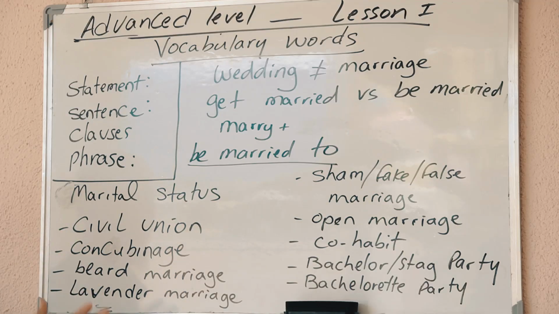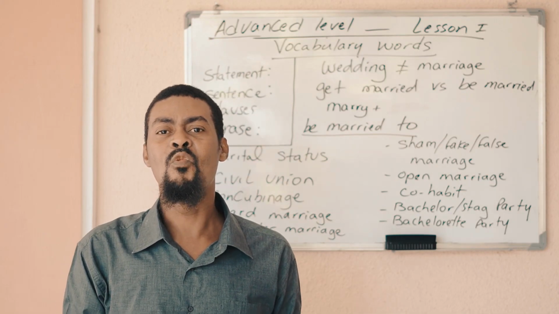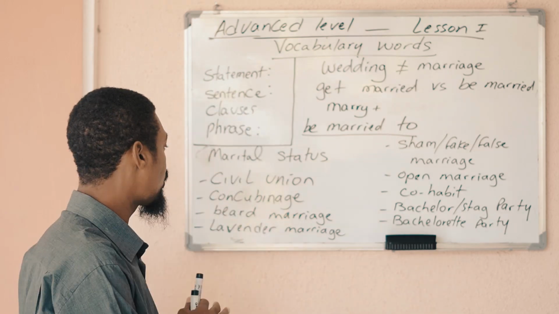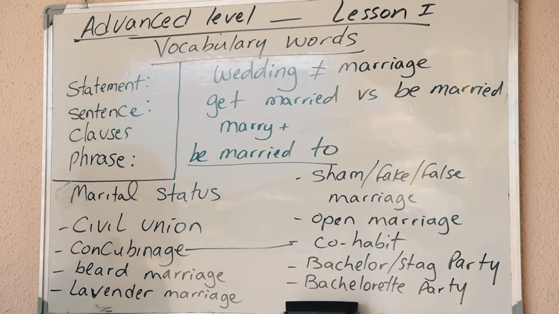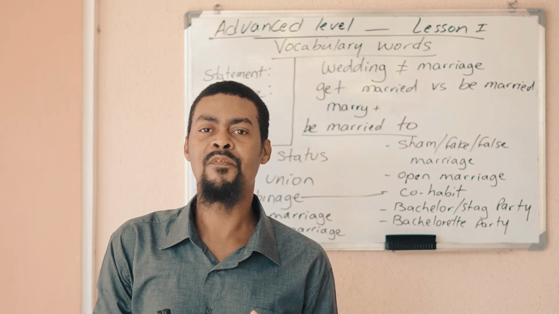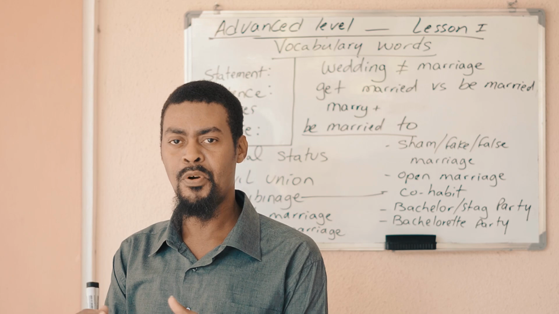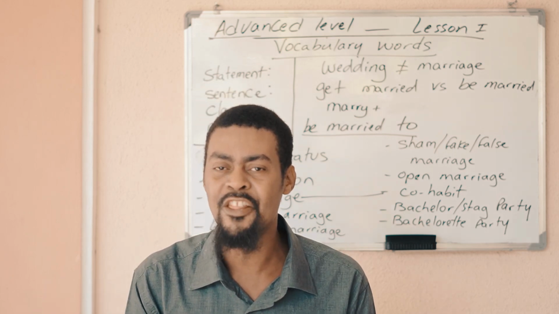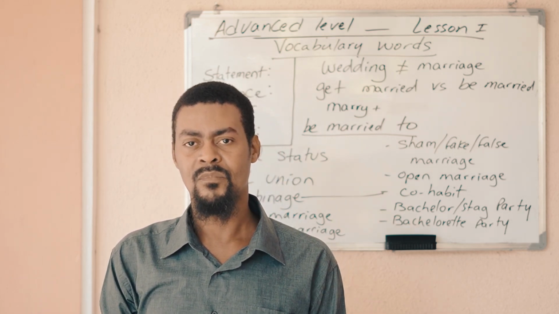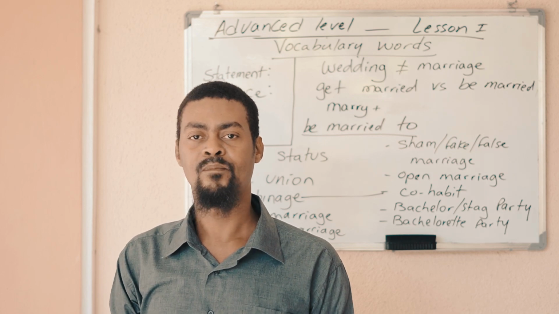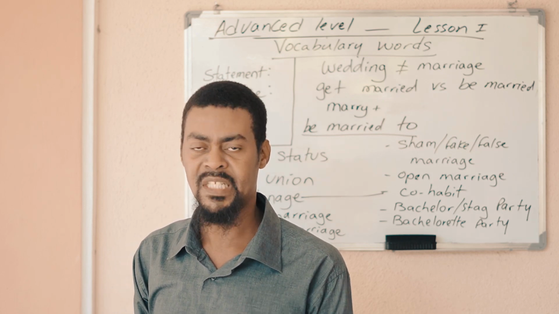Let's look at the word concubinage. Concubinage is when you cohabit. When you have a concubine, the person is your concubine. You live together, but you are not married. So you have a concubine. So you live in concubinage.